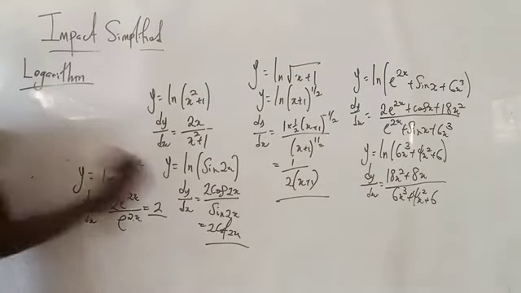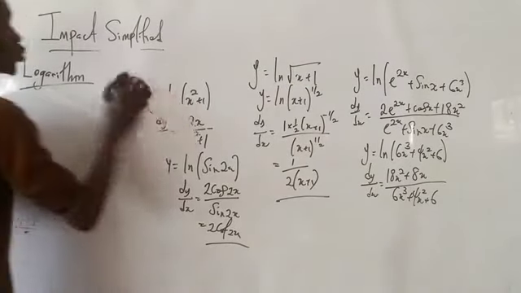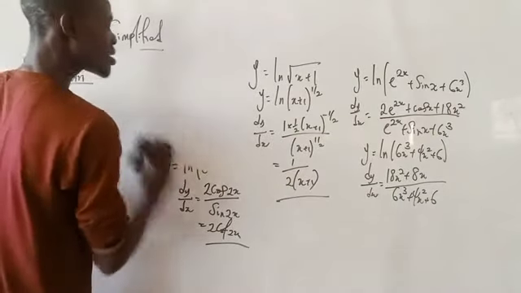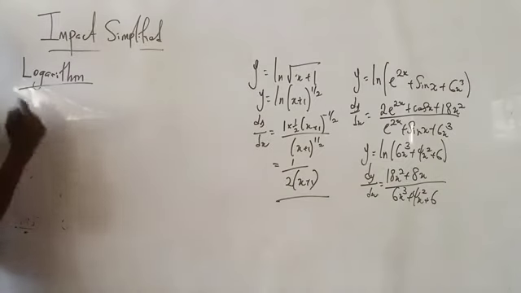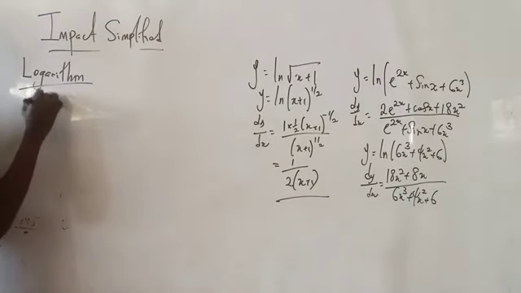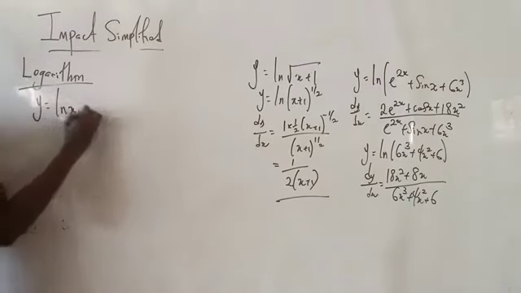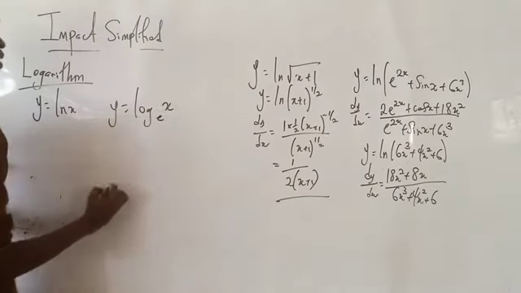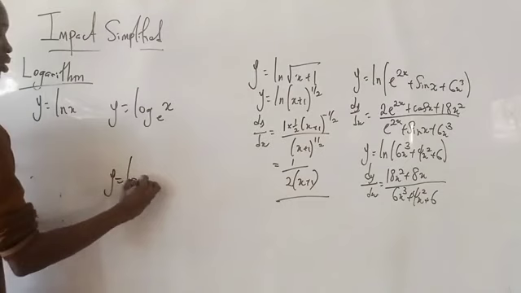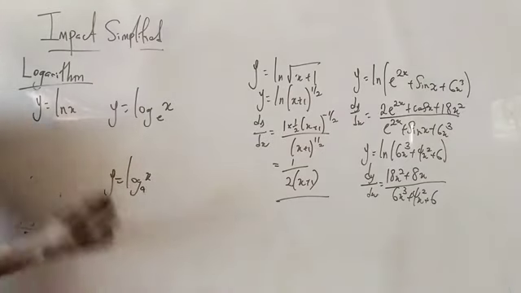But before we call logarithm an end, we have to know that there are three types of logarithm. What are the types of logarithm? We have y equals ln x. We have y equals log x base e. And we have y equals log x base a.